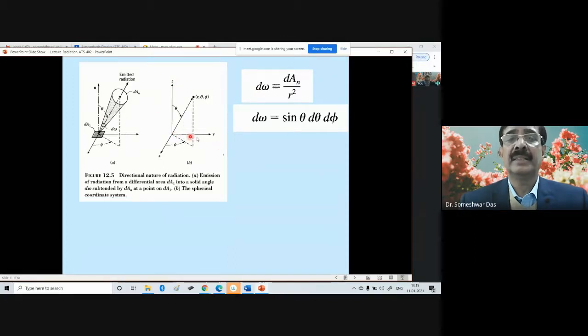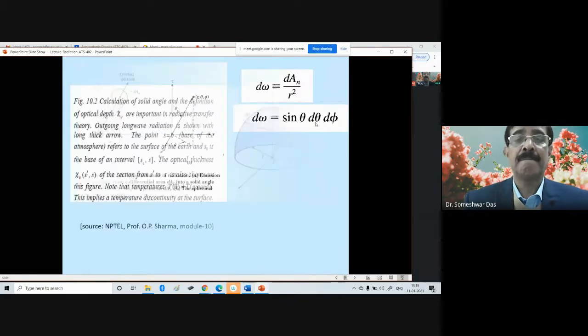Okay, this is the y direction, this is the x direction, and this is the z direction. Any point in space has coordinates r, theta, and phi: r is the distance, theta the angle, and phi the solid angle. In a spherical coordinate system in three-dimensional geometry, the solid angle d omega can be written as sine theta d theta d phi. This is another concept that you have to remember.